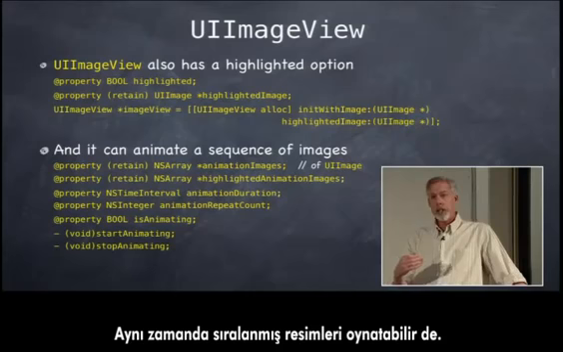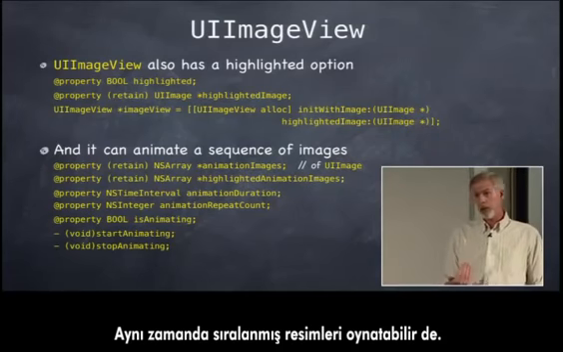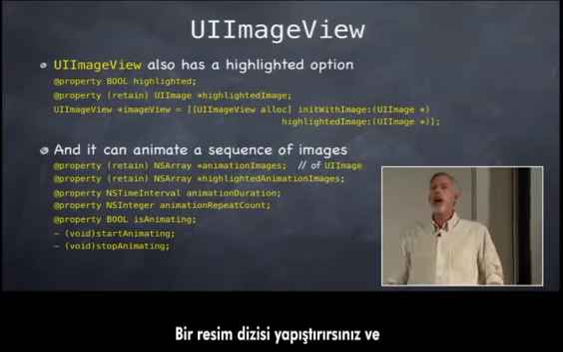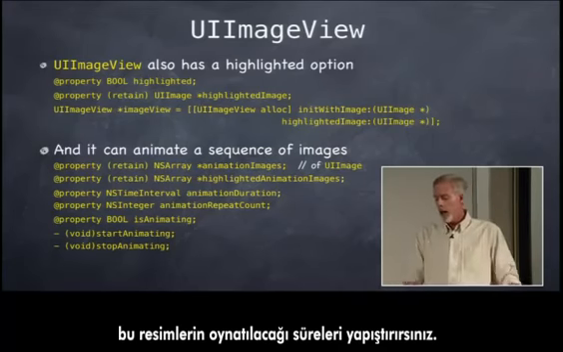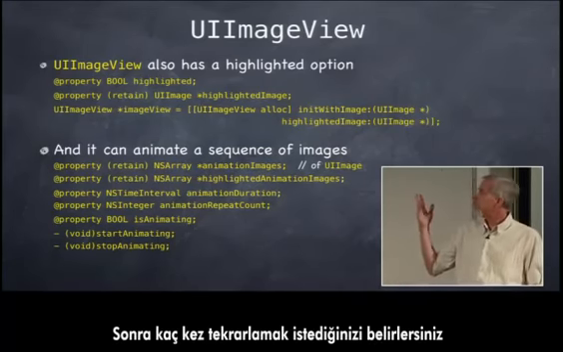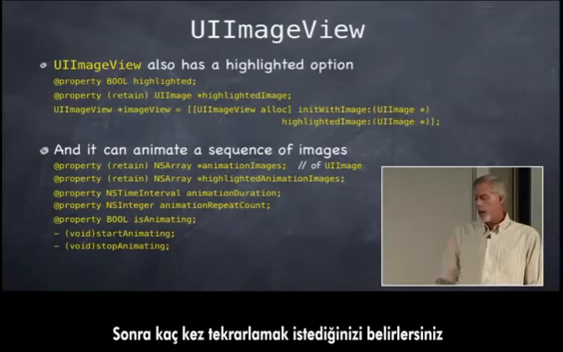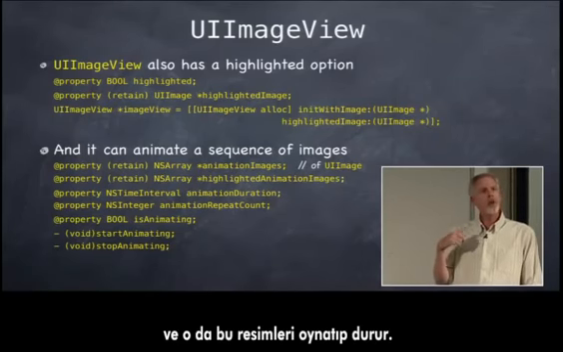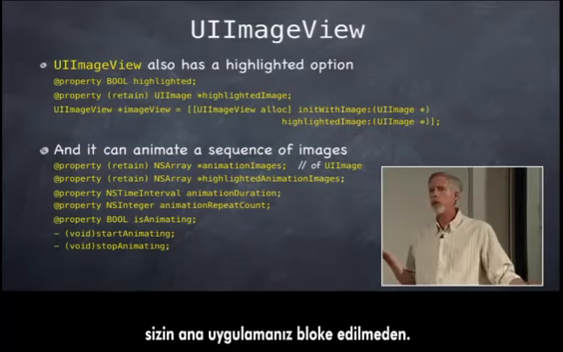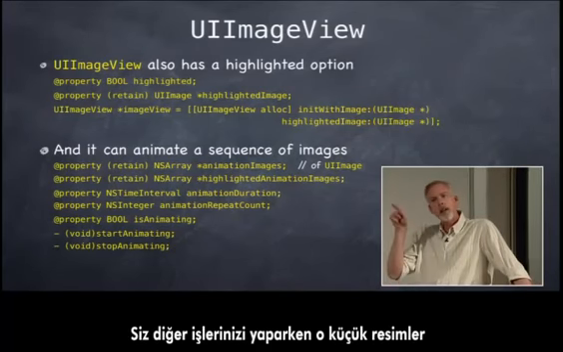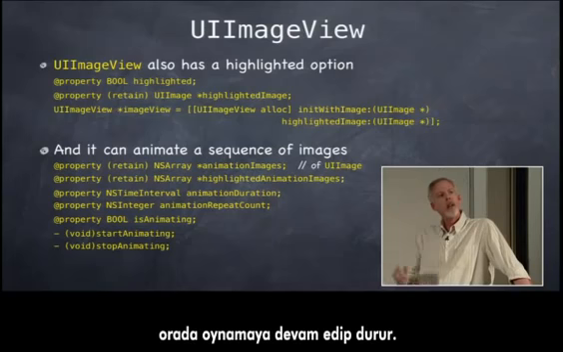It also actually can animate a sequence of images, which is really cool. You pass it an array of images, and then you pass it the duration over which you want those images to animate, and then you can specify how many times you want it to repeat, and it'll just sit there animating through those images. Right? In the background. Your main thread won't be blocked. You can be off doing other things, and that little image will be sitting there animating those images.